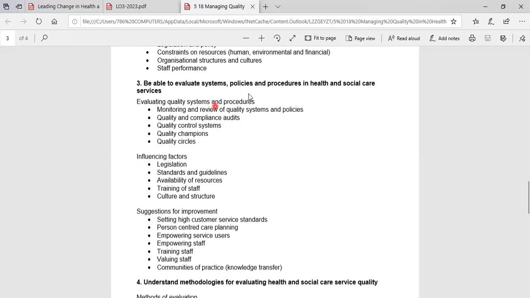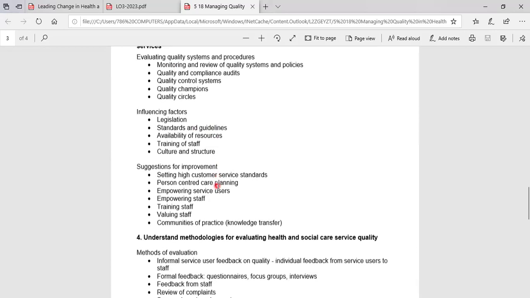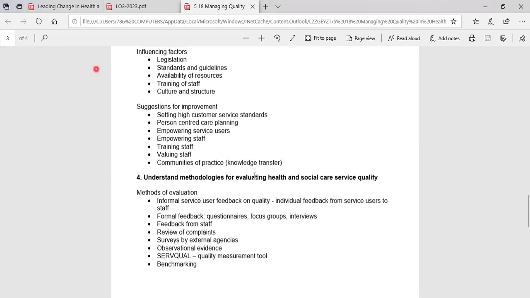So what are the influencing factors? Again, like above, we've spoken about legislation. You have standards and guidelines that you need to adhere to, availability of resources. So you have your policies there, but if you don't have resources there, how would that impact? Obviously, when you're talking about influencing factors, you're also going to talk about how they impact training of staff, culture, and structure within your organization. And then at the end, you're suggesting ways of improving.